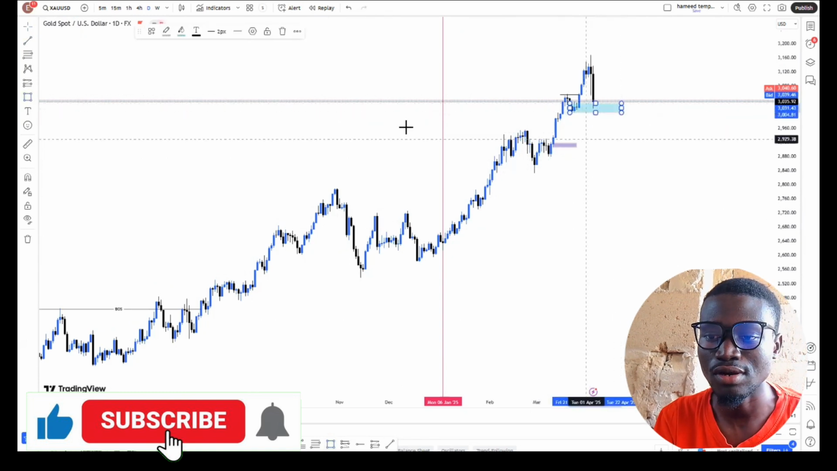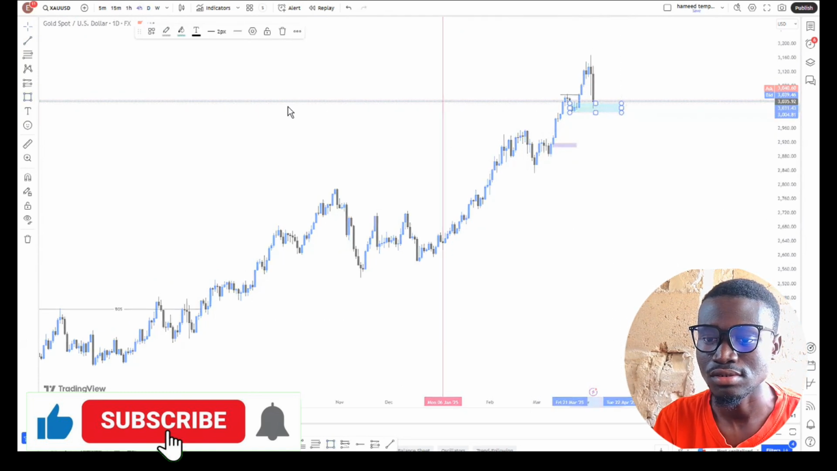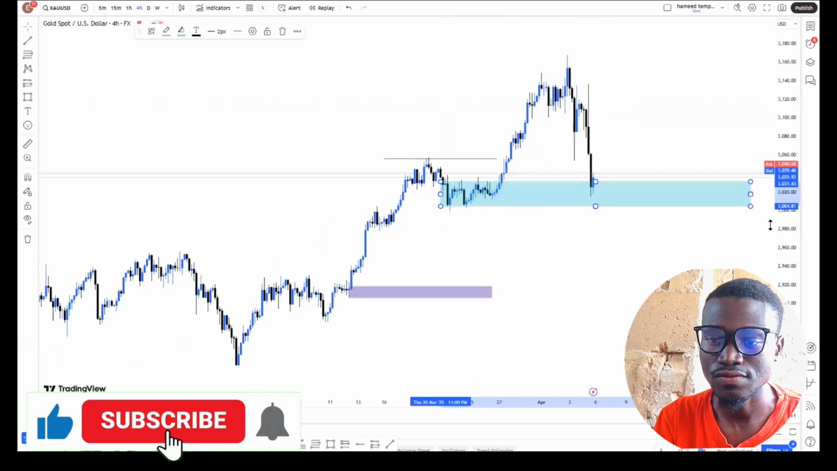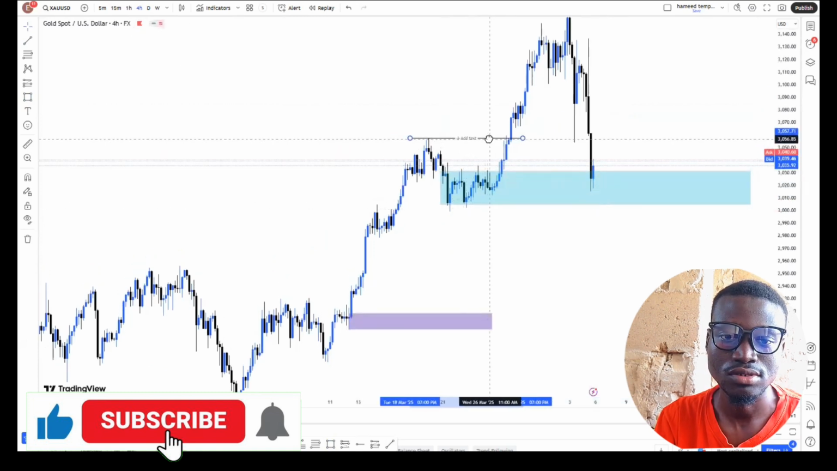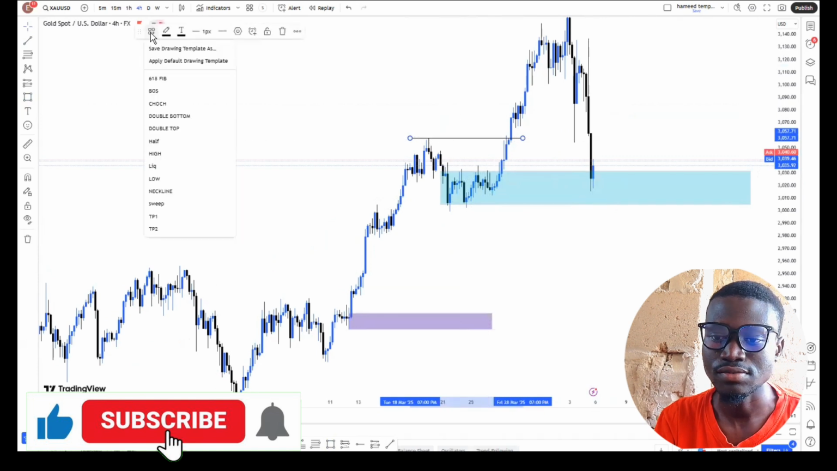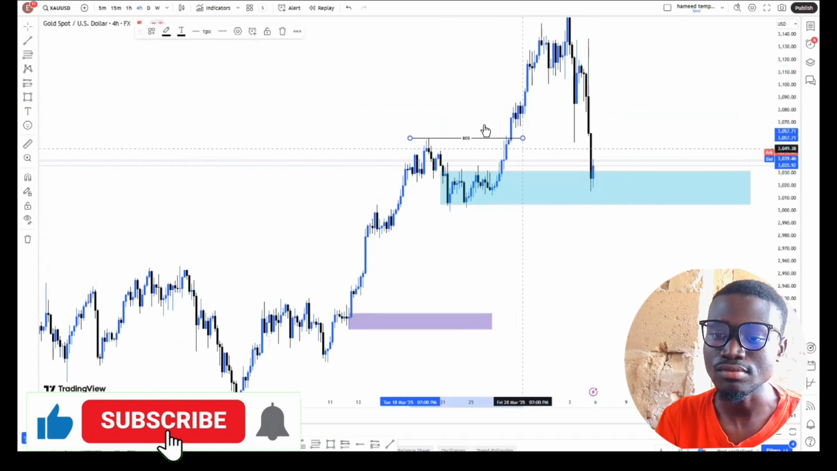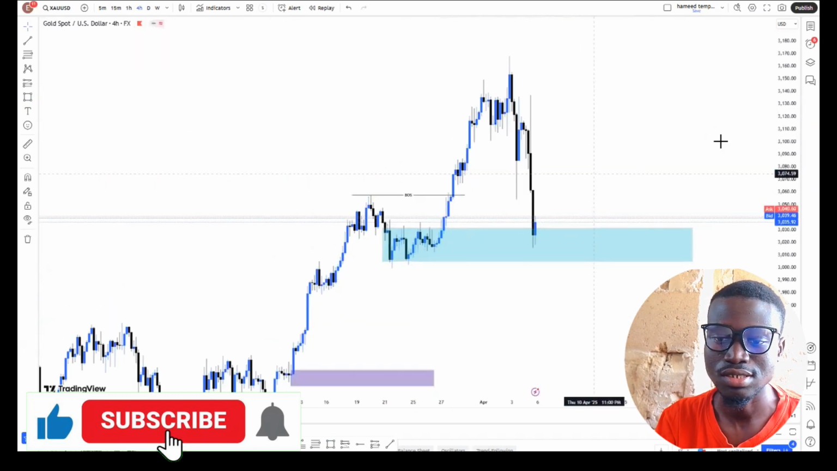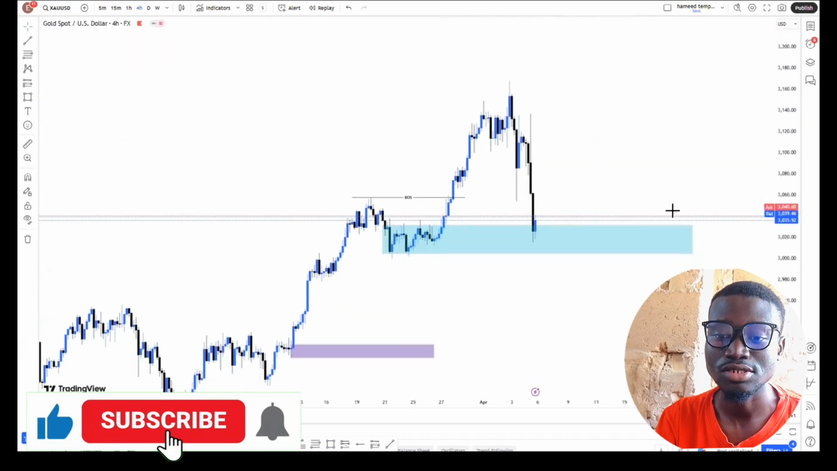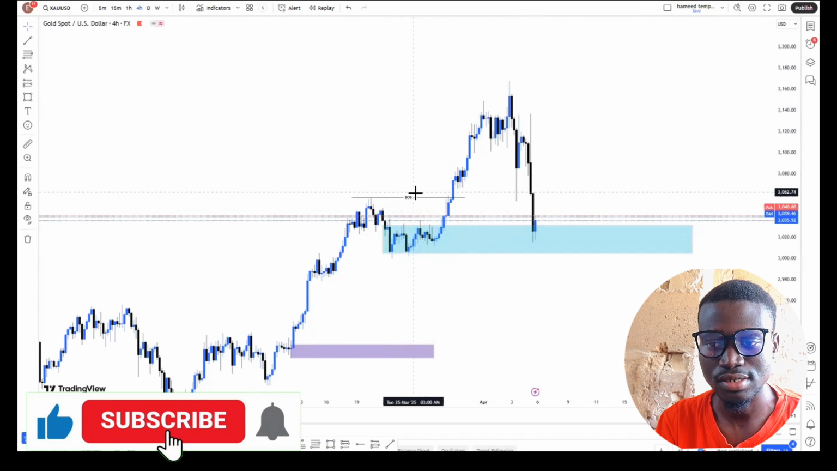Now back to 4 hour. I will adjust this 4 hour. This kind of break of structure. Okay, I have this break of structure now, and this is the origin that caused the break of structure, and market is on it presently.